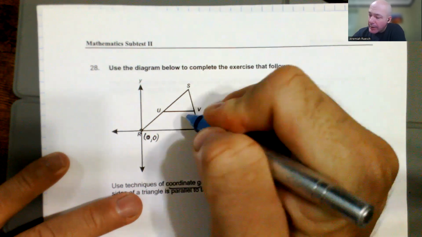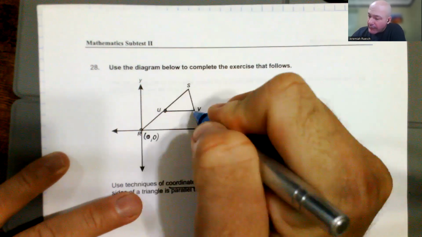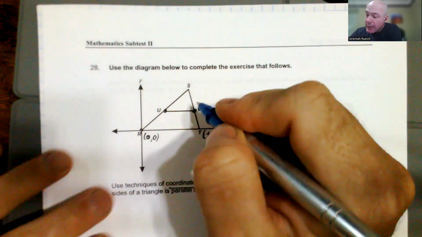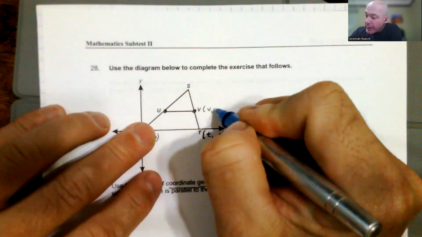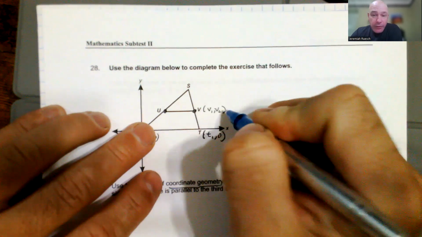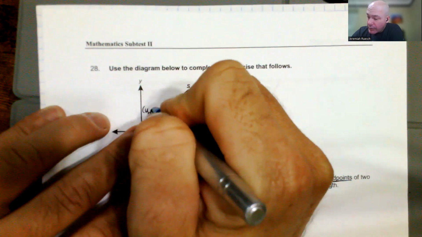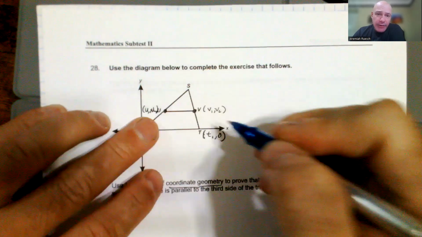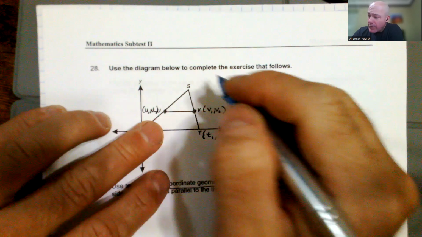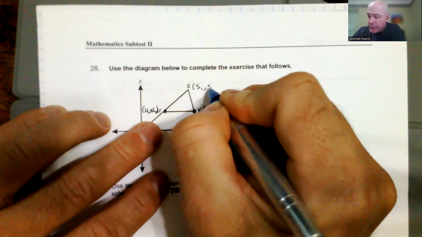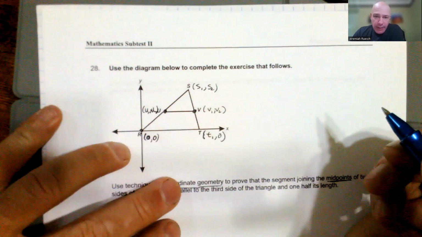Point U and V, right now we're just going to call V1 and V2 for the two coordinates of that one, and likewise U1 and U2. Part of our task will be to figure out what those are. And then last but not least, our point S is S1 and S2. So those are all the coordinates that we have.